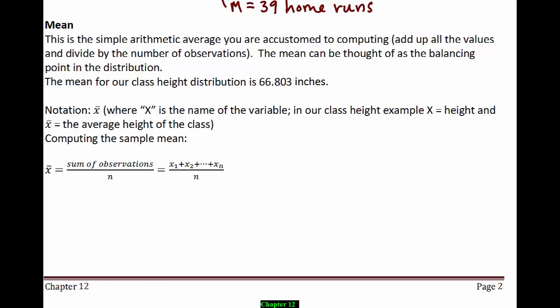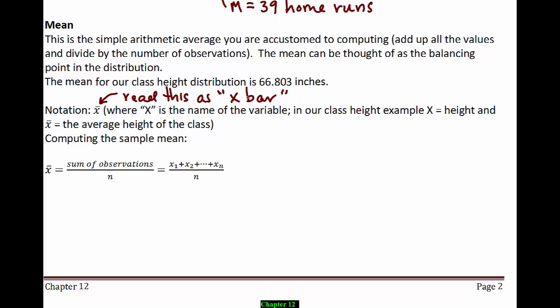The notation is going to be the name of our variable. We're going to call ours x in this case. Sometimes we use the letter y with a bar over top of it. And we read this as x bar. So it's literally the name of the variable x or y with a bar on top of it.